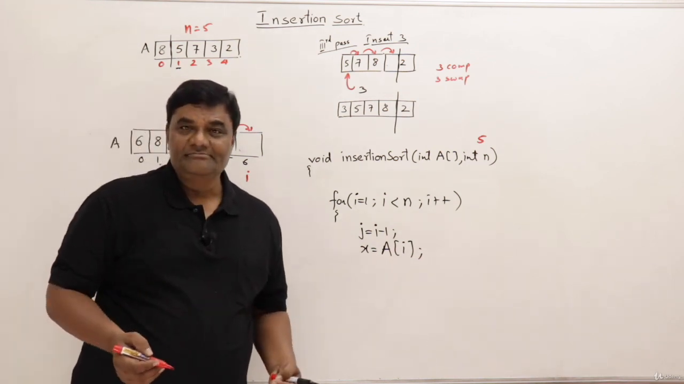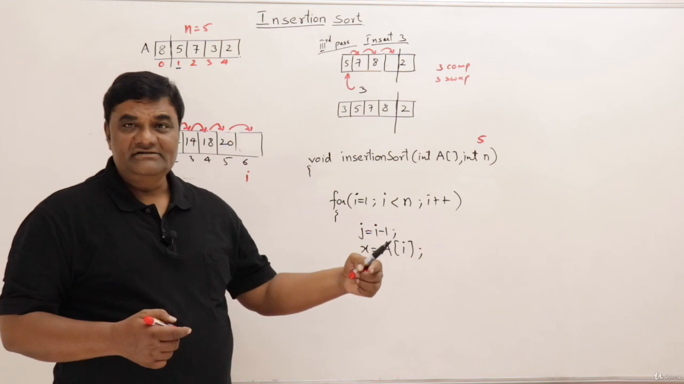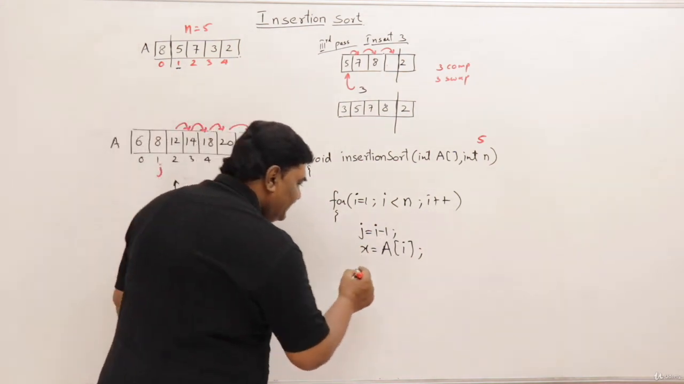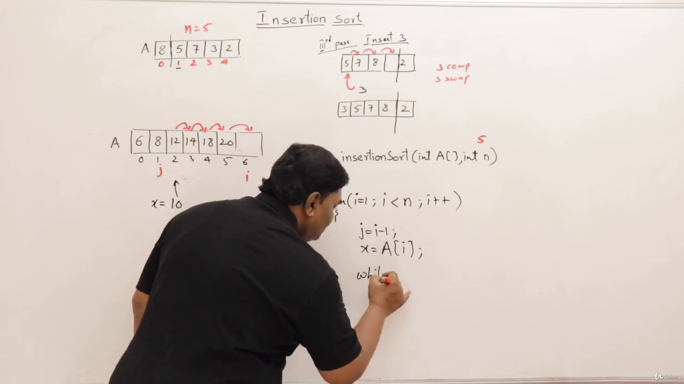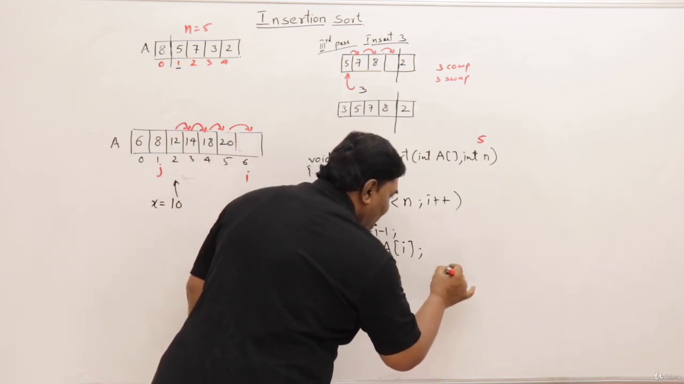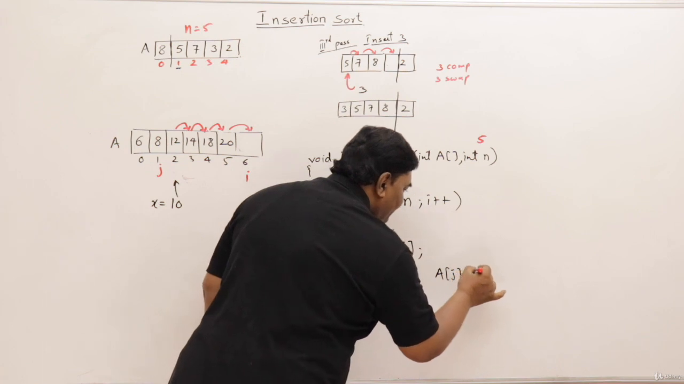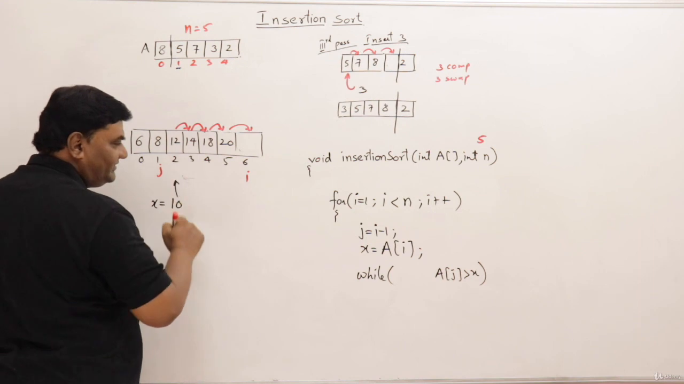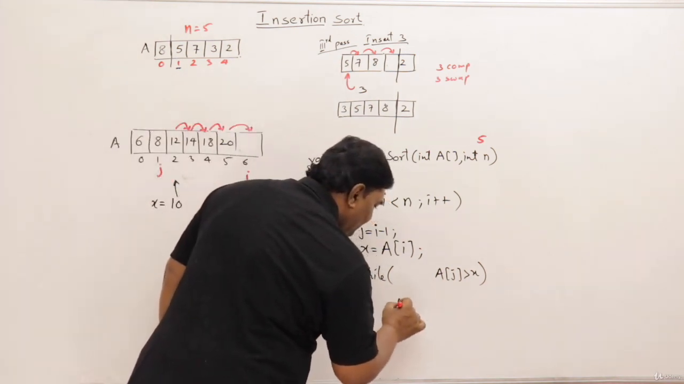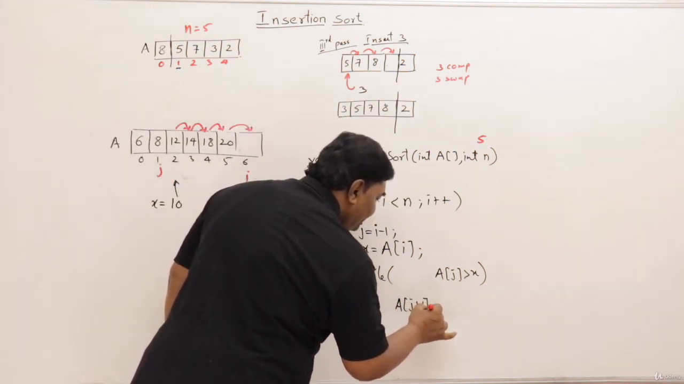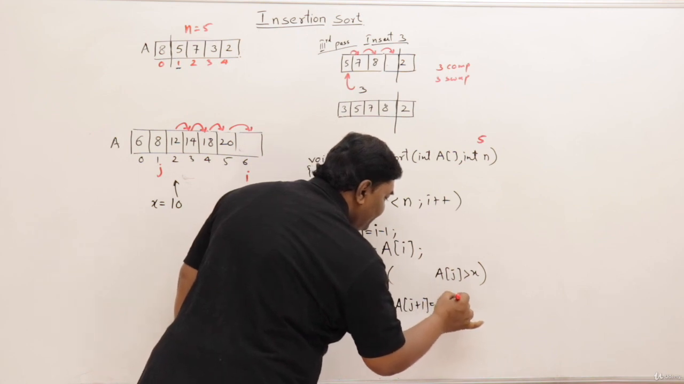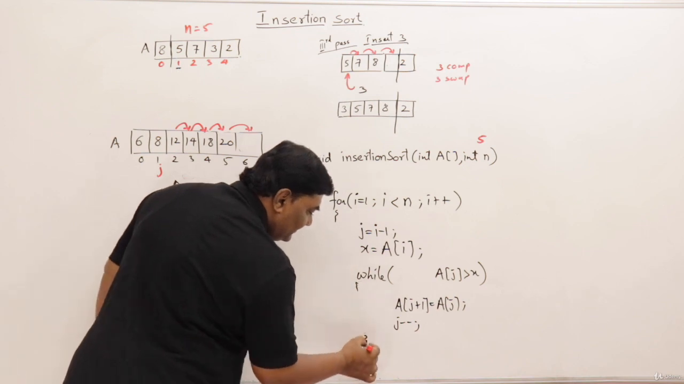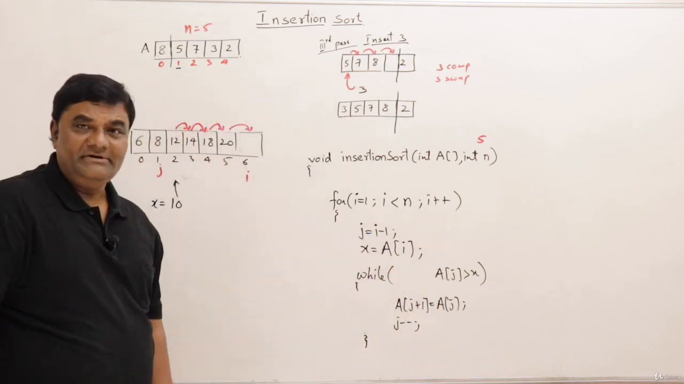So the procedure is very simple. Go on shifting the elements as long as a of j is greater than x. So yes, while a of j is greater than x, go on shifting the element. Wherever j is pointing, move the element to the next location. a of j plus 1 should be assigned a of j, and j should be decremented. This is what I have to do for shifting the elements.